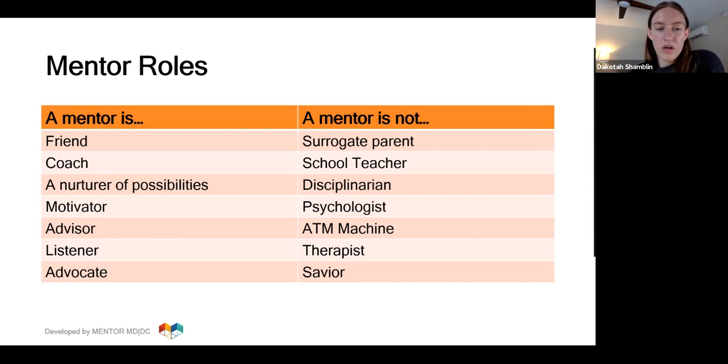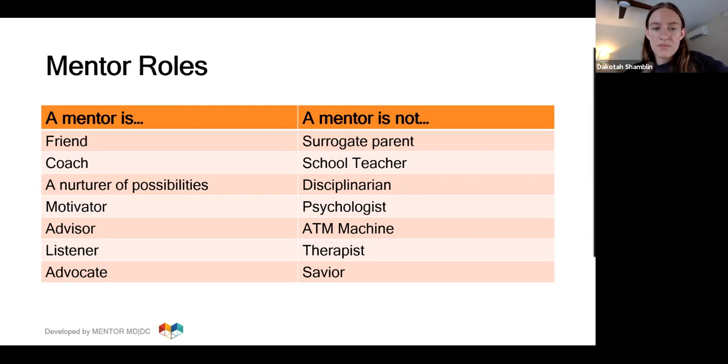And so it's important when you're training mentors that you make those distinctions between the two, and you give them an explanation as to why you aren't these things, and if you try to be these things, what the outcome could be and why it could be detrimental to that relationship.